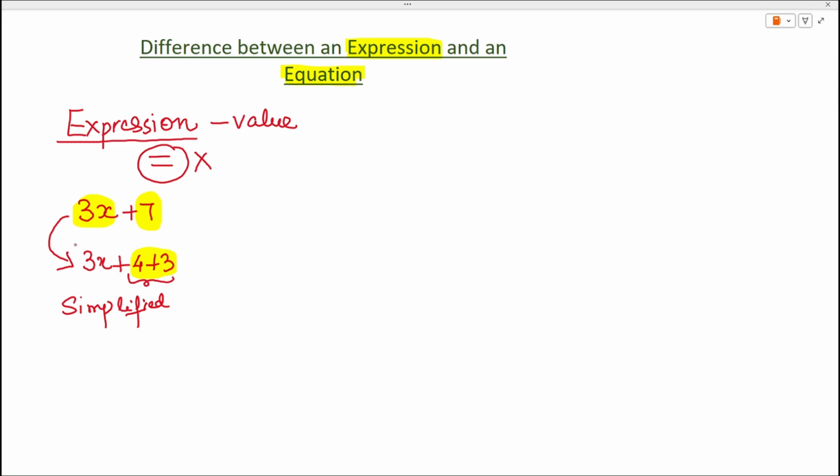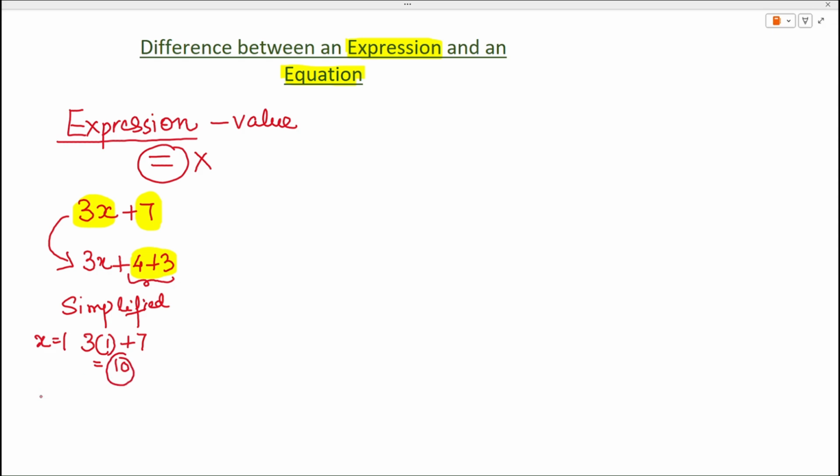Moreover, for an expression, we can take multiple values of x and get the value of the expression. Let us take an example. Let us first put the value of x as 1 into the expression. So this expression changes to 3 times 1 plus 7. So this is equal to 3 times 1 is 3, plus 7. It gives us a 10.